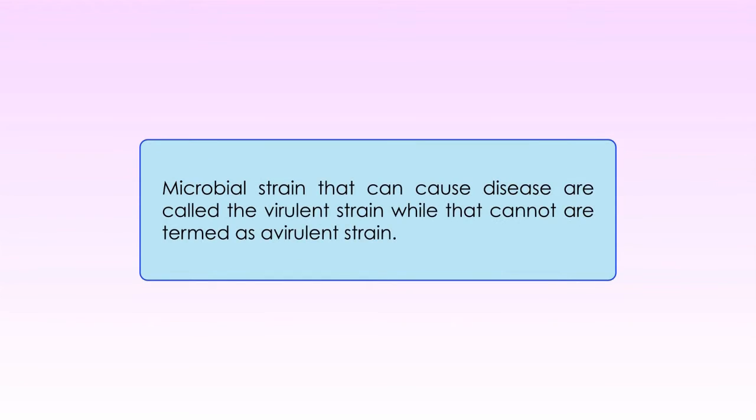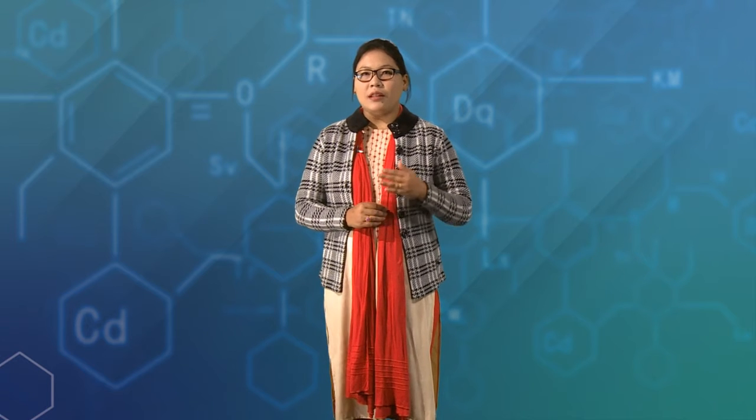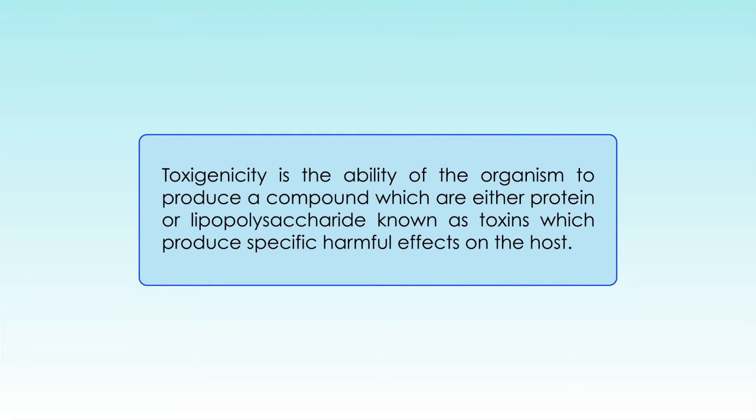A microbial strain that can cause a disease is called a virulent strain, while one that cannot is termed an avirulent strain. All virulent organisms possess one or more special properties that contribute to their ability to cause disease. In some organisms, pathogenicity is largely due to their toxigenicity. Toxigenicity is the ability of the organism to produce a compound, either protein or lipopolysaccharide, known as toxins, which produce specific harmful effects on the host.